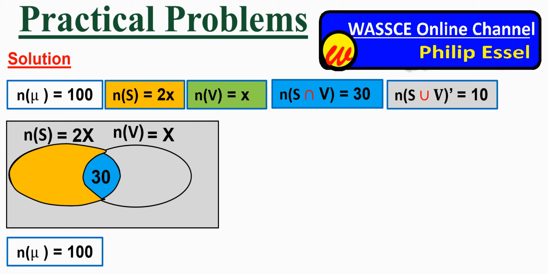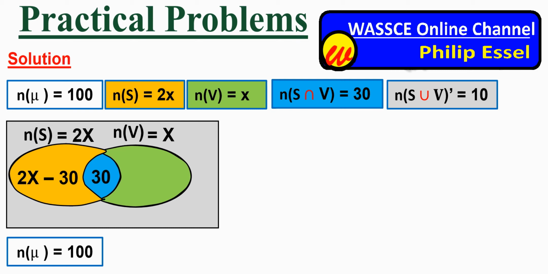Now let's look for the number of students that would occupy the green area. To get the number of students who would represent this green area, we first need to remember that the whole circle is equal to x. So if we take out the blue area, which is 30, from the x, we would get x minus 30.